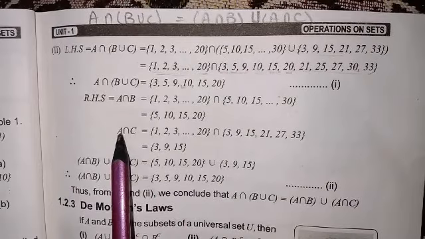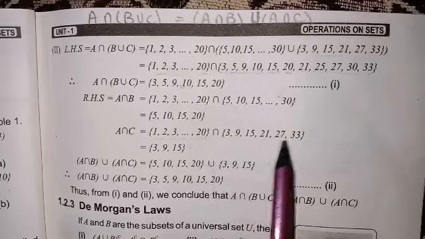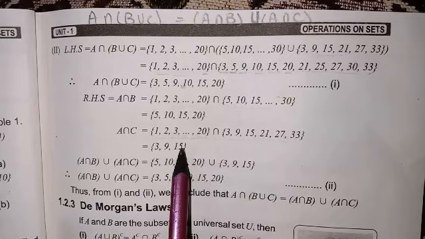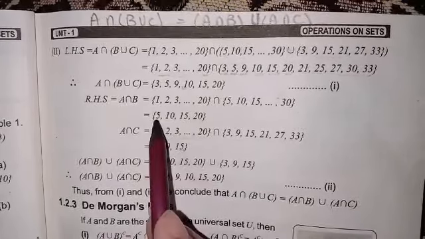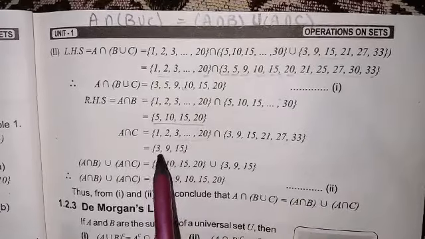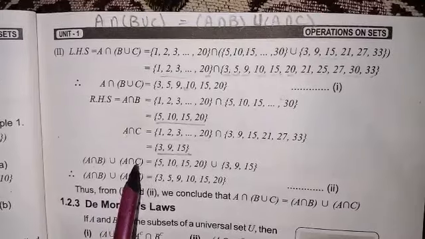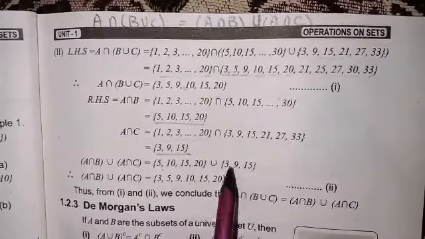Now students, we have to find A intersection C. Here is our set A, then intersection, then set C. In both sets the common elements are 3, 9 and 15. Now students, we have to find the union of both sets. It means the union of A intersection B and A intersection C. So we will write A intersection B, then union A intersection C.